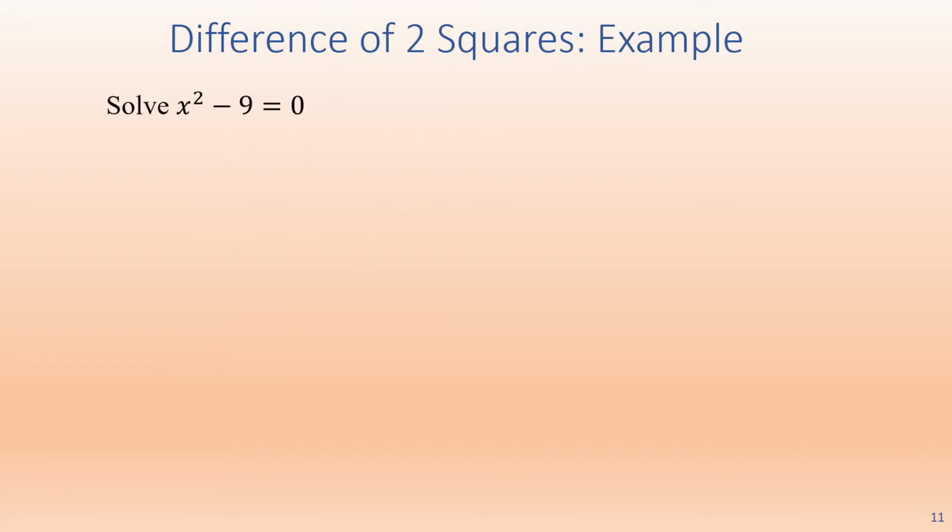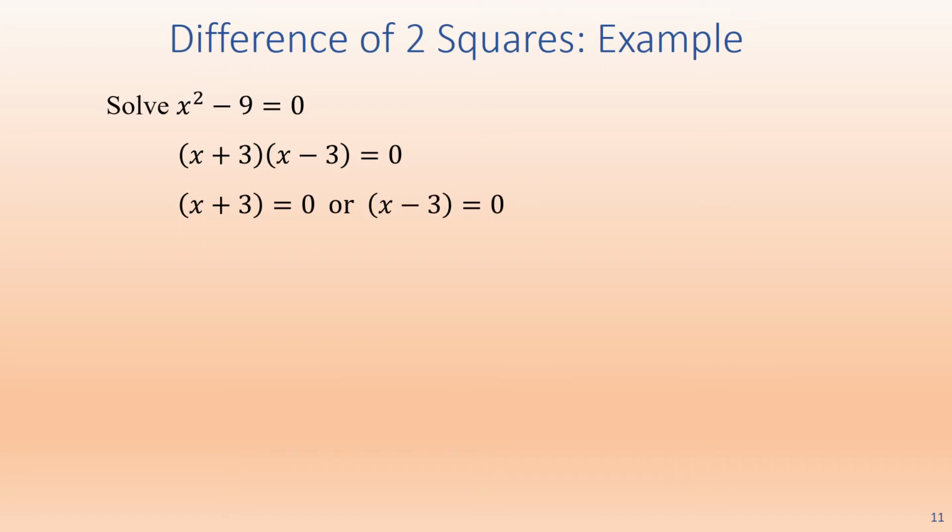In this example, we have the difference of two squares, x squared minus 3 squared. So our factors will be x plus 3 and x minus 3. We've got two terms being multiplied to give us 0, so one or the other has to be 0. In the first case, x would have to be negative 3, and in the second case, x would have to be positive 3.